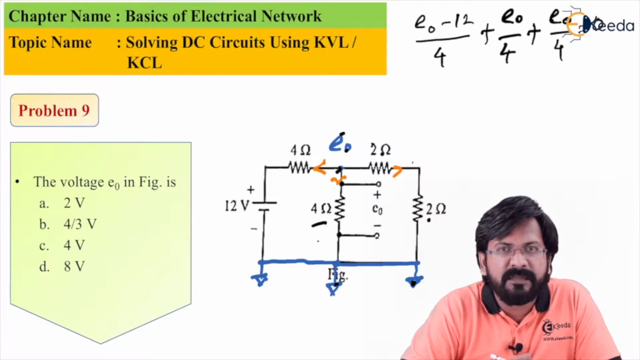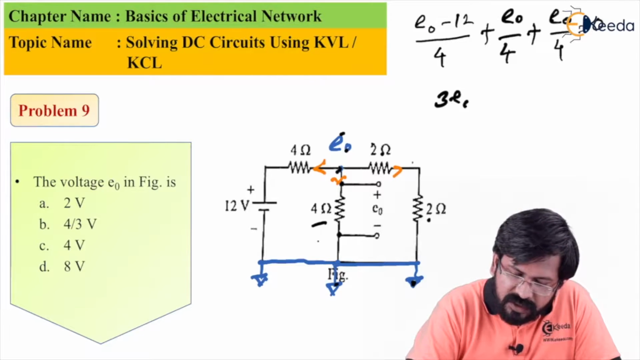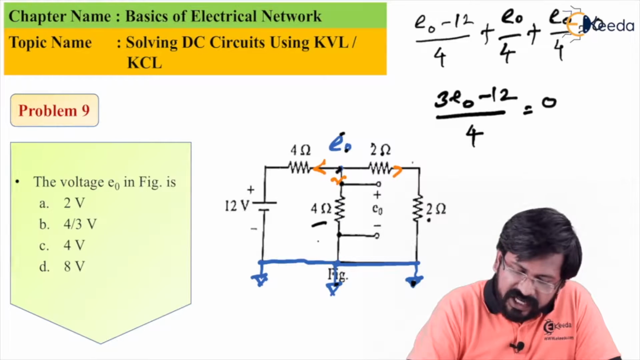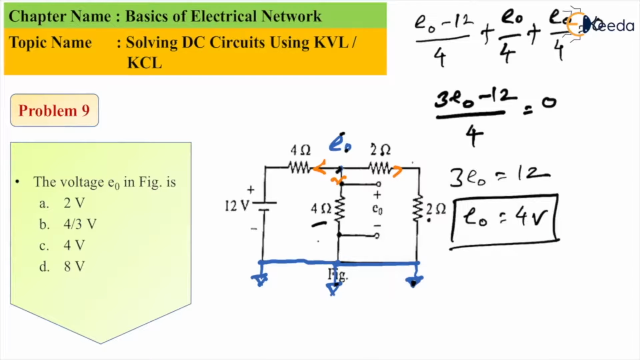All the denominators appear to be the same, so I can add all the numerators directly. So what do I get is 3 times E0 minus 12 whole divided by 4 equal to 0, or I can say 3E0 equal to 12. So E0 becomes 4 volt. If you refer to the options, option number C says it is 4 volt. So option number C is the correct option.